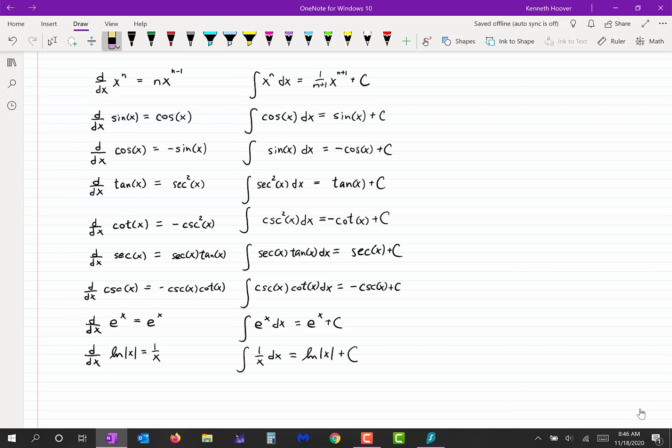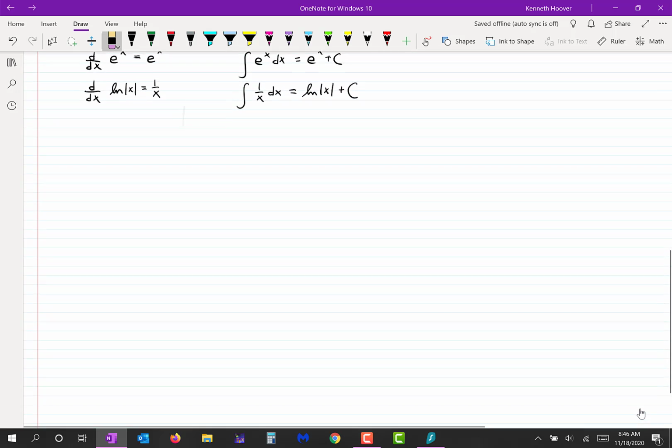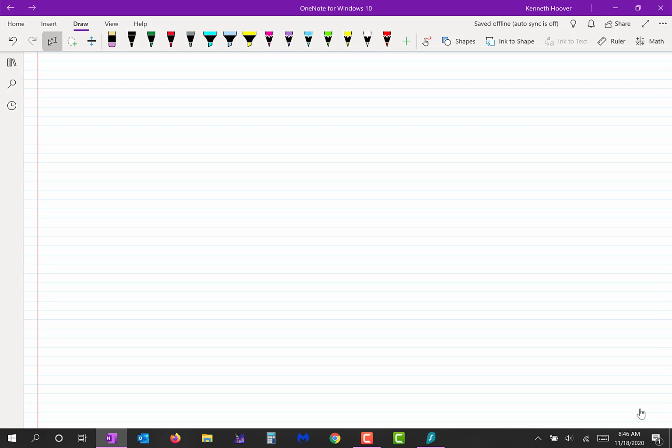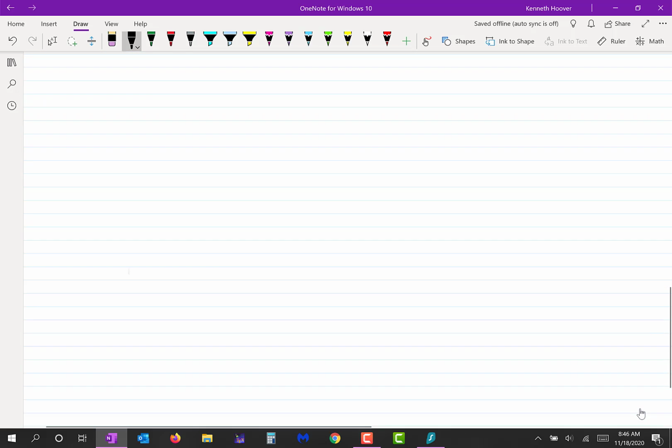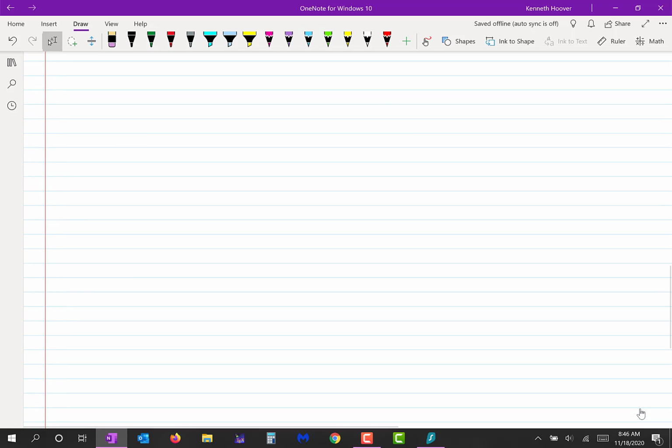Okay, now there are a few rules about integrals that I want to show you, just like there were some rules about derivatives. Remember the product rule and the sum rule and things like that? So I want to go over some rules for integrals as well. Okay, and we're going to get these rules by just looking at derivatives.